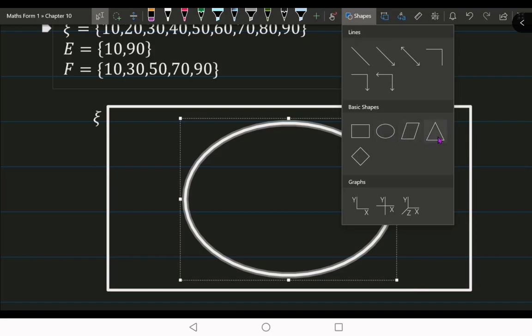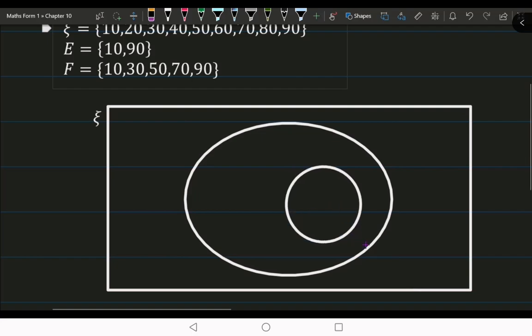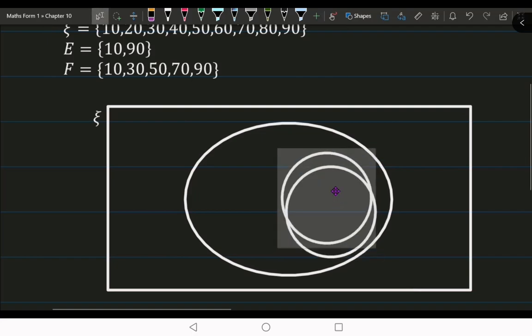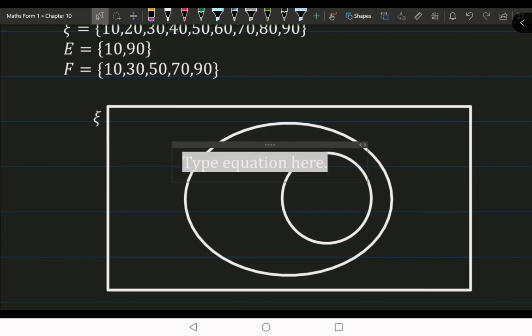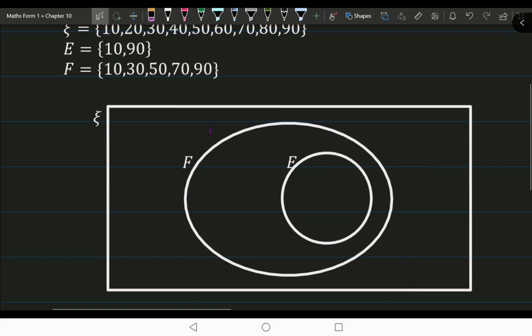So what we are going to draw, maybe using other figures, usually we use an oval or circle. Now we need to label this one inside here as F, E. This one is E. E is a subset of F, so the outer one will be F. We could label this one F.